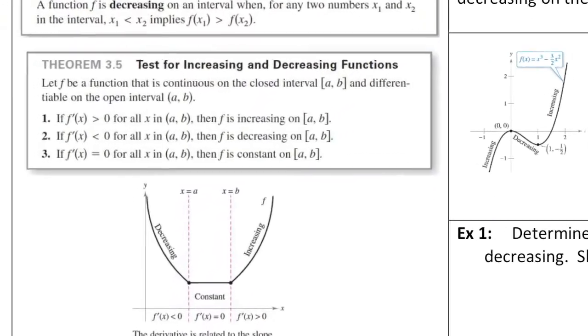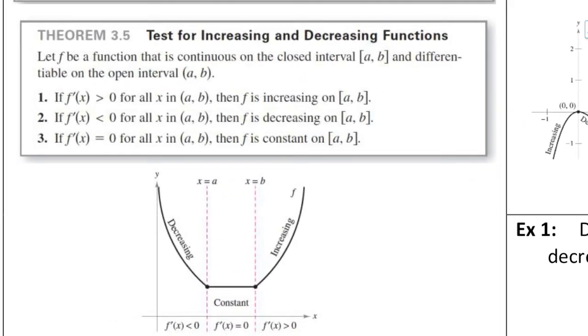The way that we're going to test for whether a function is increasing or decreasing is we're going to look at our first derivatives. The first derivative greater than 0 tells us that the function is increasing, or your slopes are positive. The derivative less than 0 tells you your function is decreasing. And where your derivative is equal to 0, those are going to be the places where your function is constant.